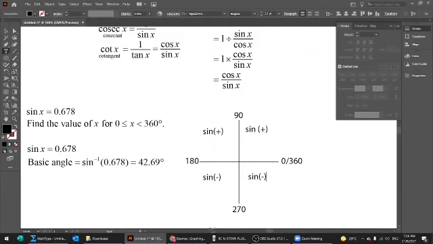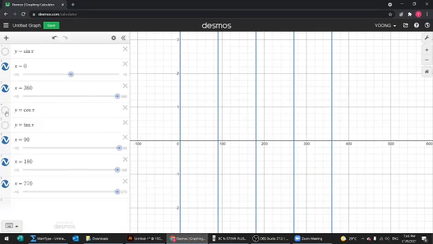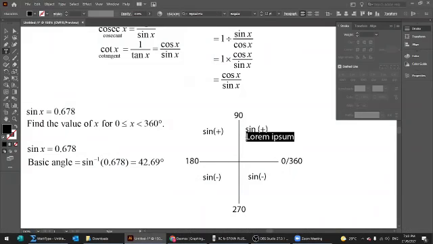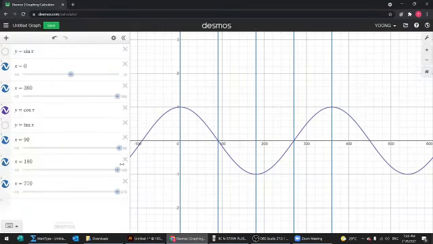So if we do the same for cosine now, look at cosine. What happened here? The first part positive, then negative, then negative, then positive. So that's why here cosine is positive, here cosine is negative, here cosine is negative, and here cosine is positive. Right? Okay, that's done.